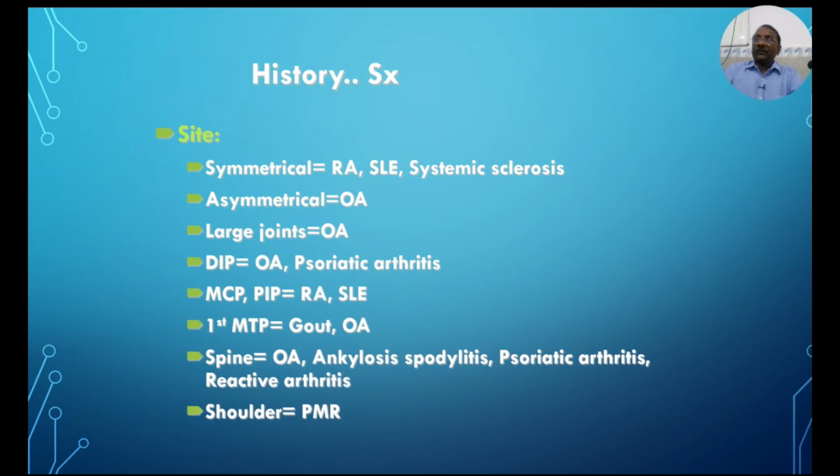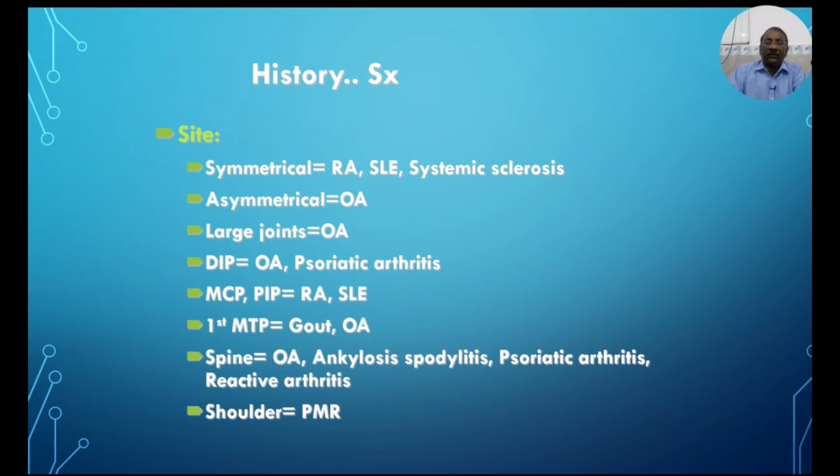Large joints: again osteoarthritis is very common in hip joints, shoulder joints, knee joints, etc. Distal interphalangeal joints: osteoarthritis and psoriatic arthritis. The difference here is the nail changes. In psoriatic arthritis there are nail changes, and no nail changes in osteoarthritis. Metacarpophalangeal joints and proximal interphalangeal joints: classically rheumatoid arthritis, sometimes lupus. First metatarsal joint: gouty arthritis. Osteoarthritis is also common there. When it is inflammatory, it is gouty arthritis, occurring at night, with very severe, probing pain. Otherwise, it is osteoarthritis.